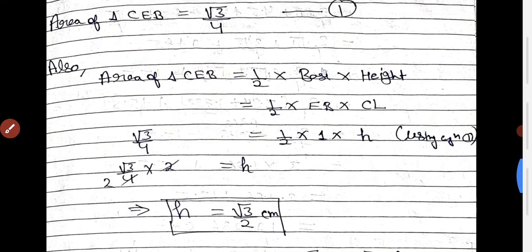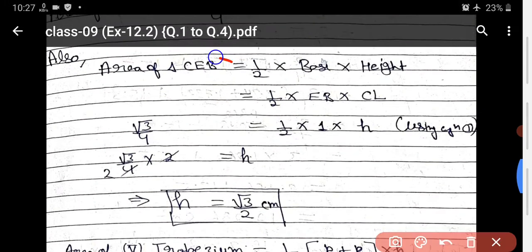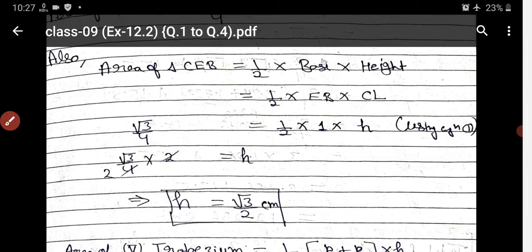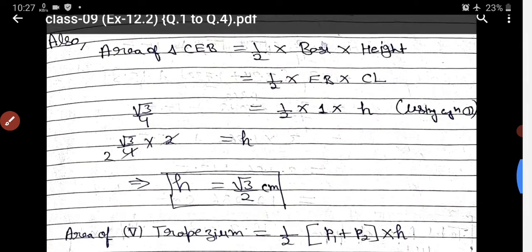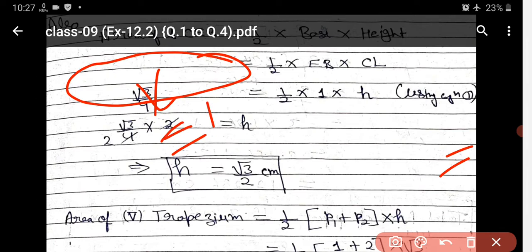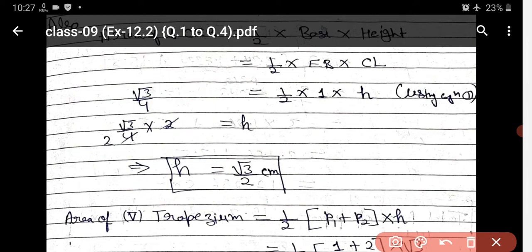So in place of area of triangle CEB, you have to write under root 3 by 4, using equation number 1. You have to put this value from equation number 1. Now just calculate. Under root 3 by 4 remains as it is. The 2 on this side, which is in division, comes to this side in multiplication. Then 1 twos are 2, 2 twos are 4. What is the height? Height you will get here under root 3 by 2. Height is under root 3 by 2.